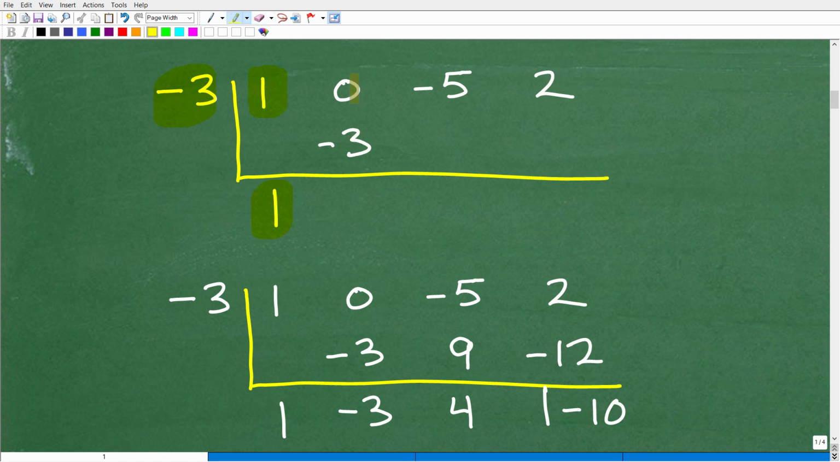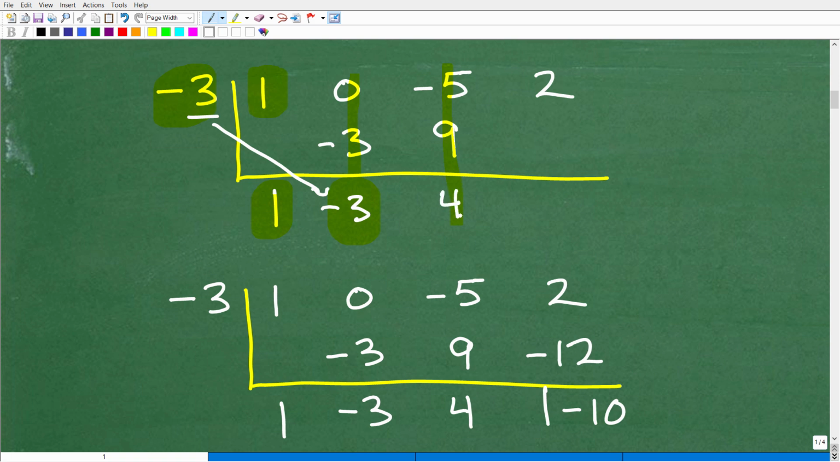Then you're going to add down. And what's the answer here? Well, that'll be negative 3. Then we're going to do this step again. So it's going to be negative 3 times negative 3. That's positive 9. Where do we put that answer? Right here. We just scoot over another column. And then we add down and we get what?